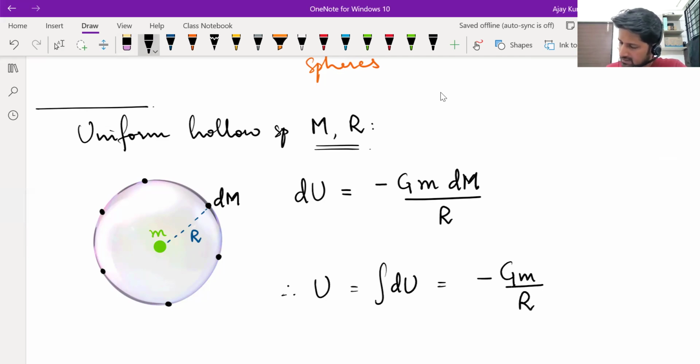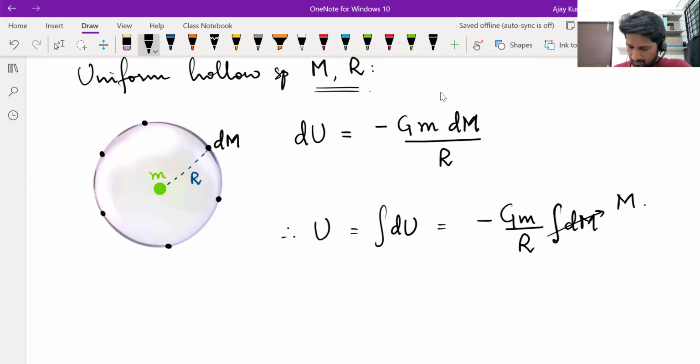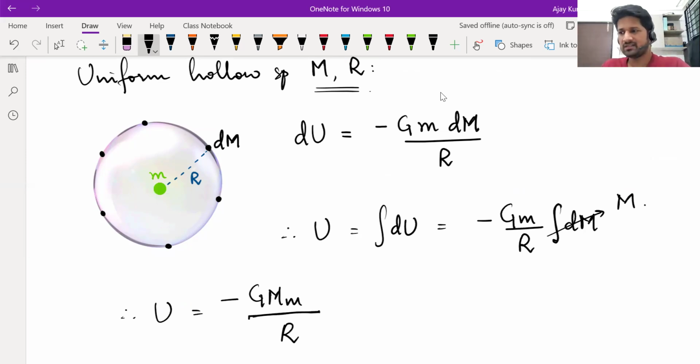these are constants, integral dM. dM was the mass of an element of the sphere. You integrate that, you get the total mass of the sphere. Therefore, potential energy in this case becomes minus G capital M small m divided by the radius R. Simple logic: all the mass of the sphere, capital M, is at the same distance from small m, and potential energy depends on mass and distance between them only. So since all the masses are at the same distance, you can directly use the formula minus G M m by R.